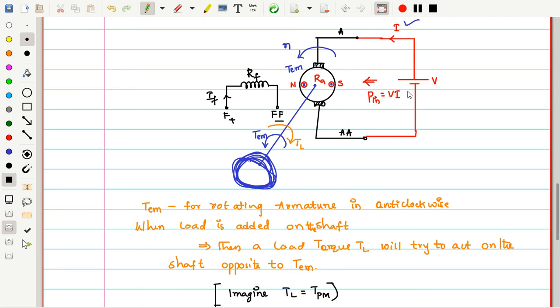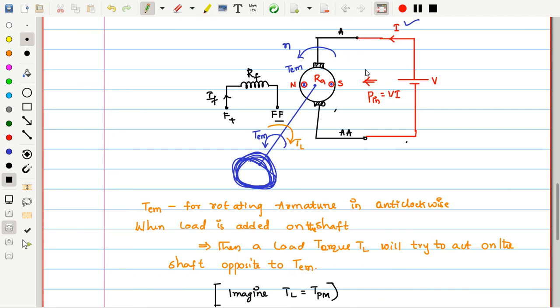See here, once the source is connected, the conductors carry a current of I amperes and are placed inside the magnetic field. This armature power, which is equal to armature voltage into current, is converted into torque, the electromagnetic torque. What is the electromagnetic torque? It is the interaction of the stator field flux and rotor field flux.